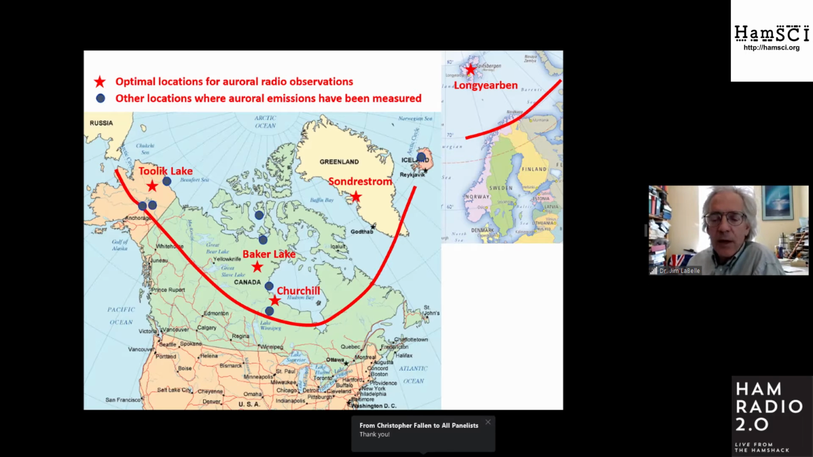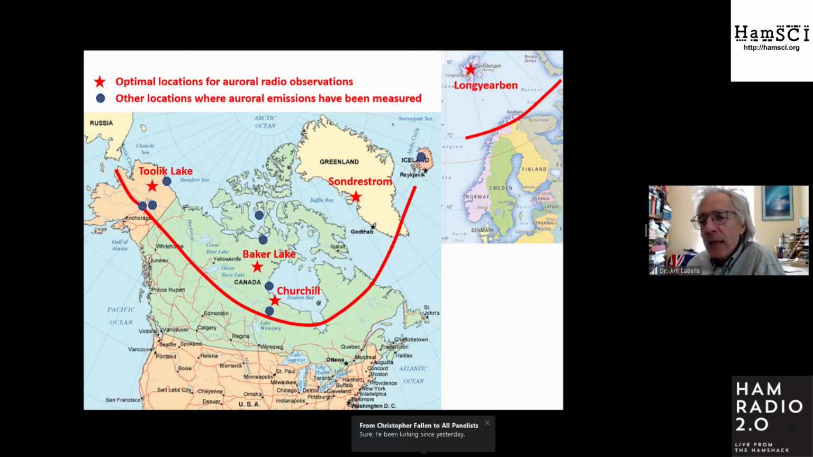So ideally, if you want to make regular observations of radio noise coming from the Aurora, you want to be near this red line. In fact, you really ideally want to be poleward of it. The red stars and blue dots here show locations where scientists have set up observing stations over the years. And the red stars are the really primo locations. You'll notice that those are actually on the poleward side of the typical Aurora.